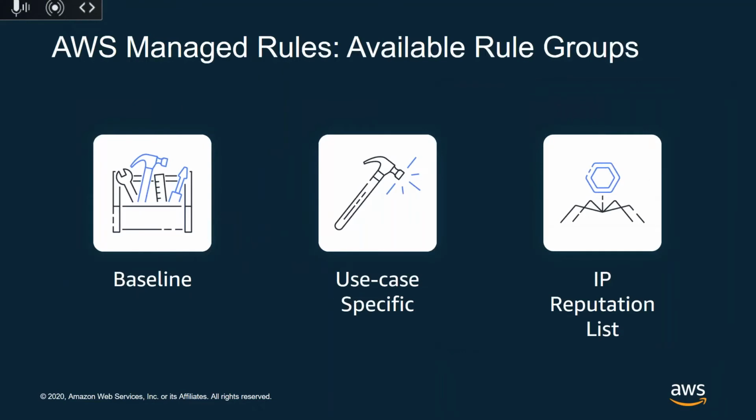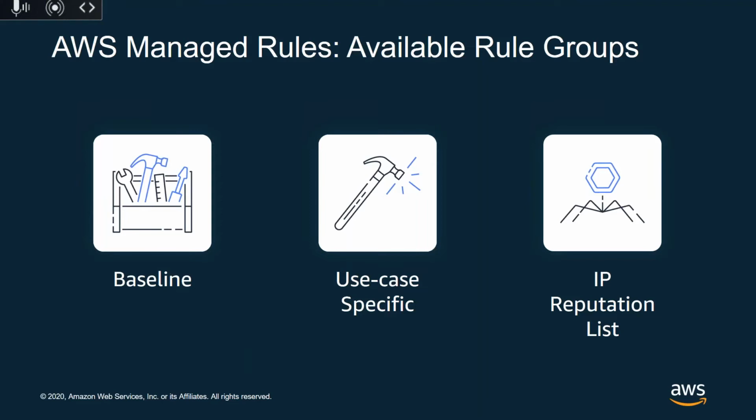So to dig into that a little bit more, let's look at some of the available rule groups. They tend to fall into 3 specific categories. One could be what you think of as baseline protections. The others are more use case specific. And then finally, there are IP reputation lists that can be a little more specialized. With the baseline protections, you could think of this as being similar to, say, the OWASP top 10. It's something that almost every application is going to want to think about.